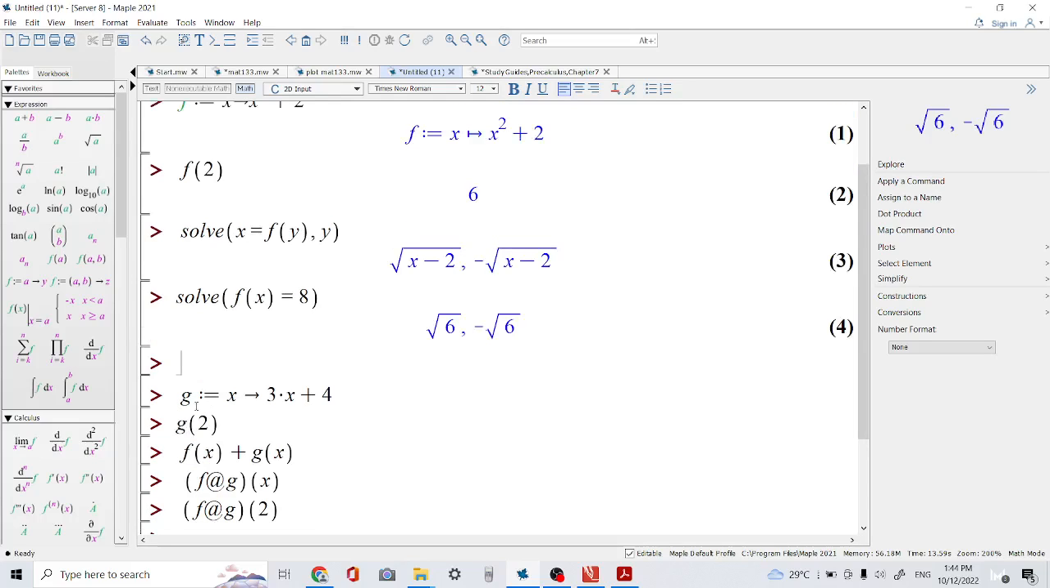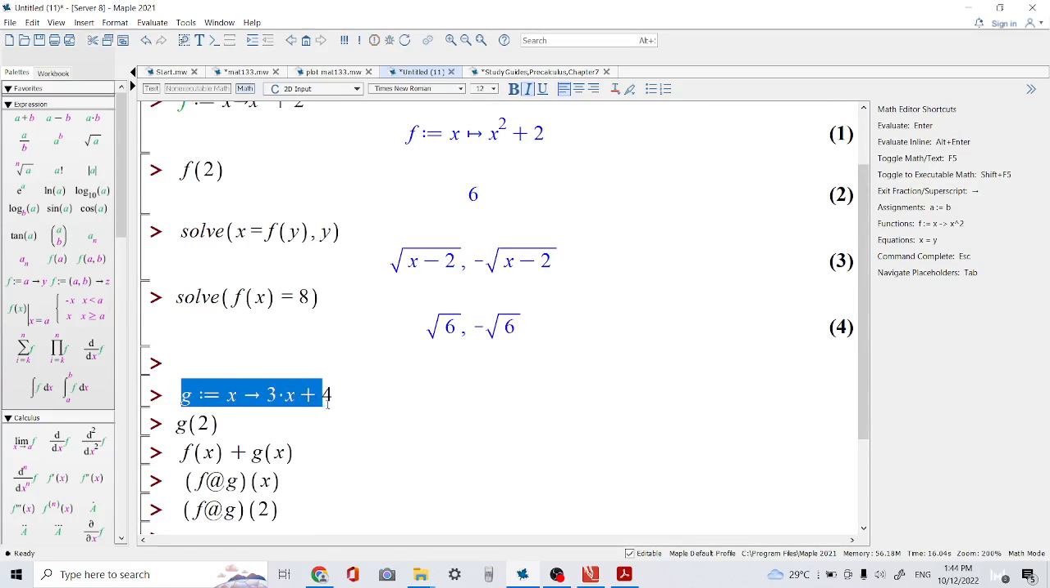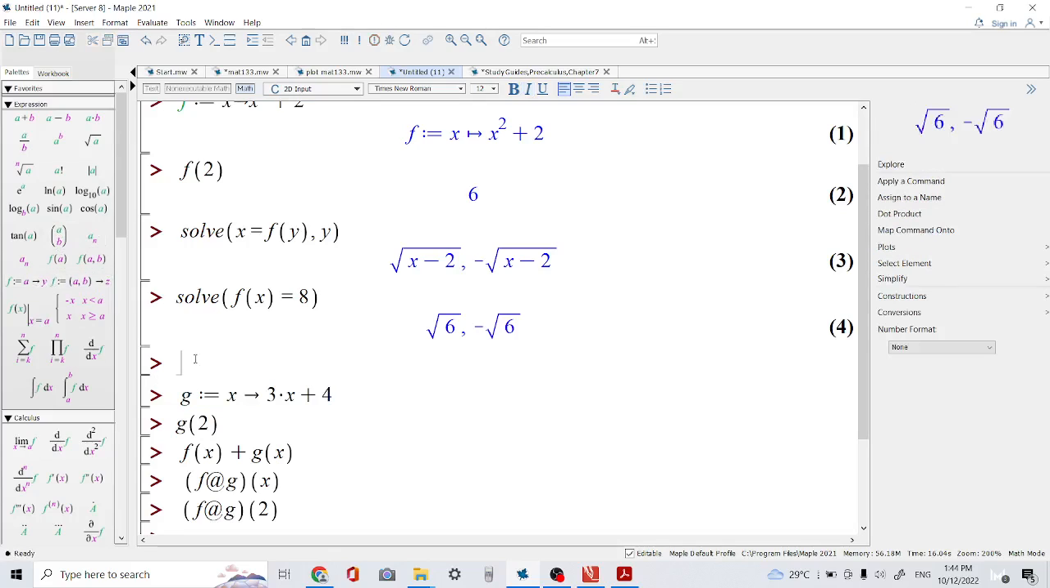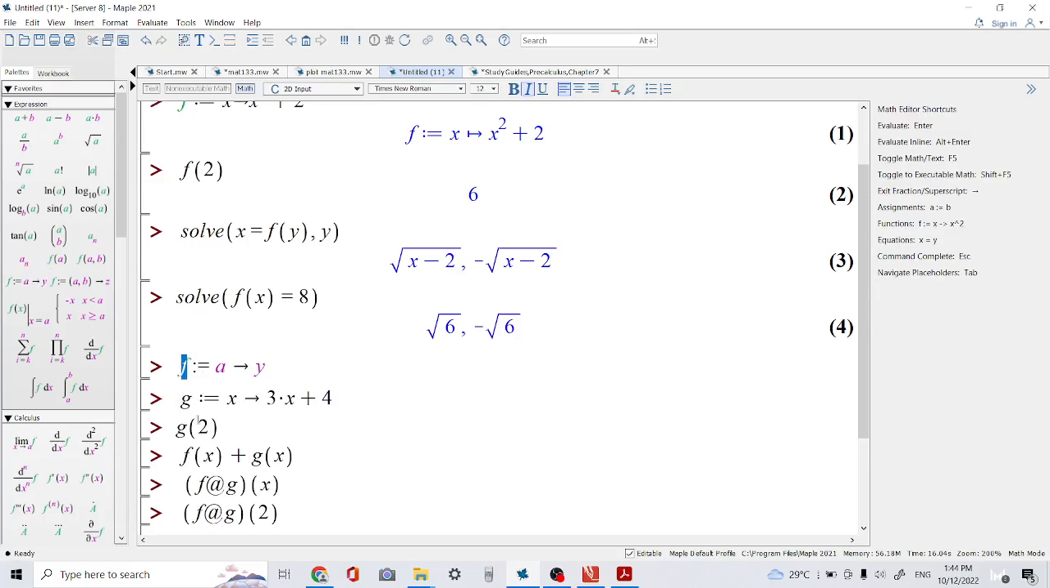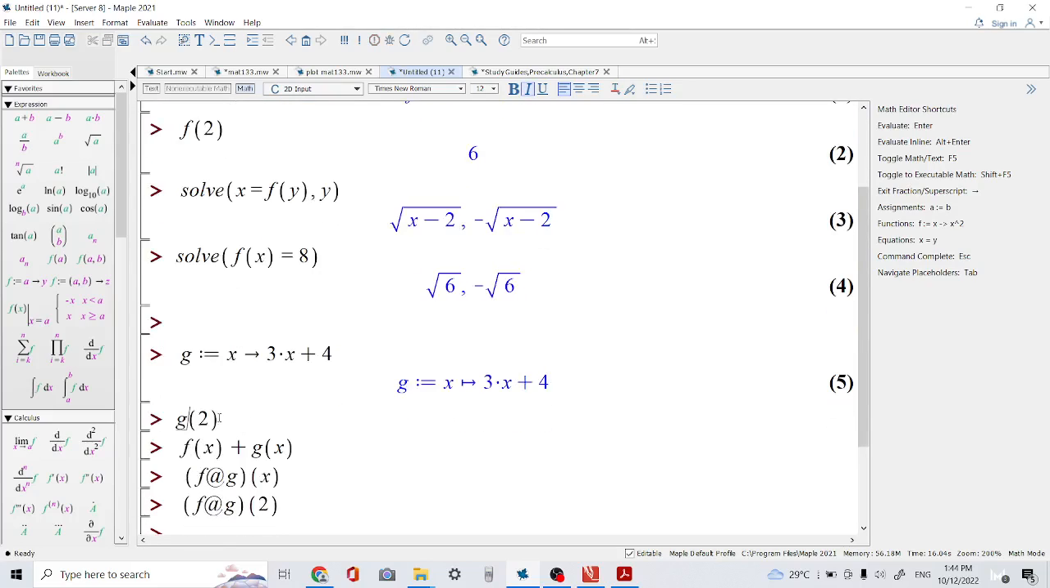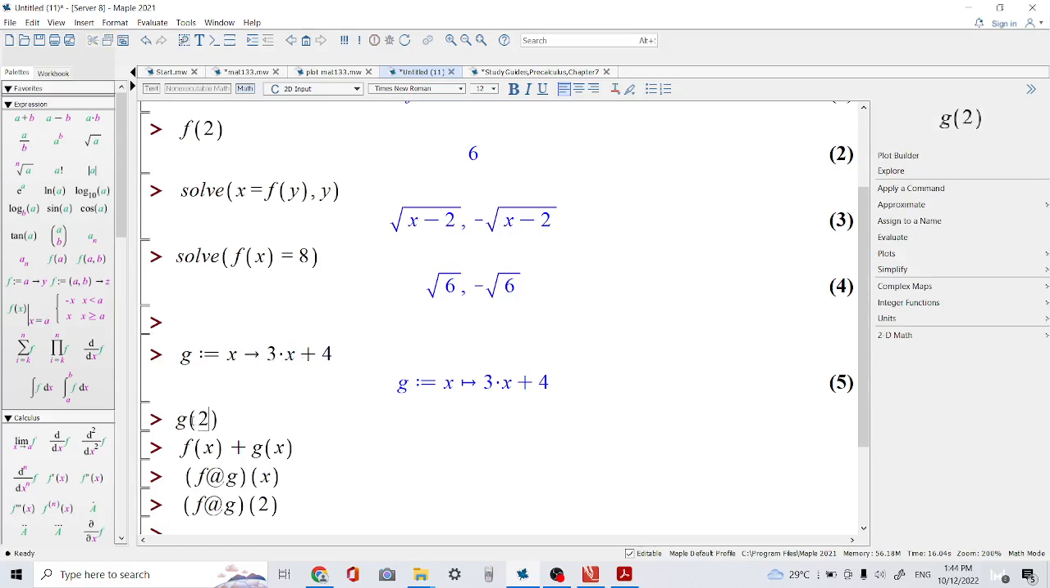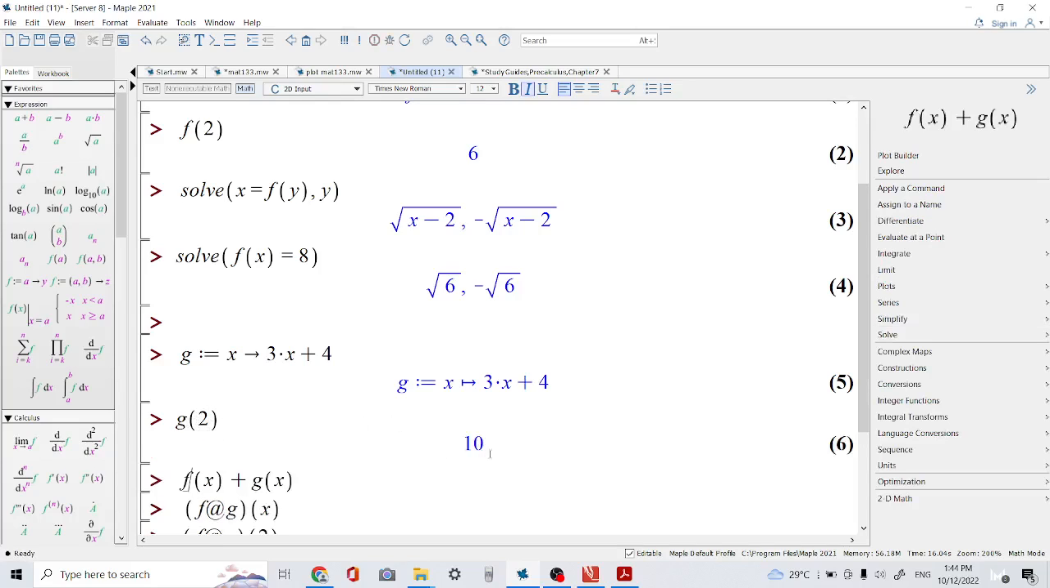Alright, so if we have the second function g, I just use the same function over here. I replace this f with g and then x and the function. So this is my g function. If you want to substitute x equal to 2, you just substitute g in bracket 2, so you will get 10.